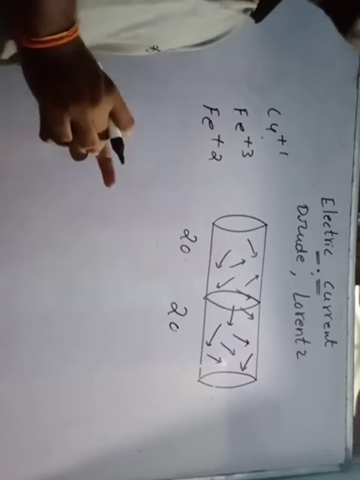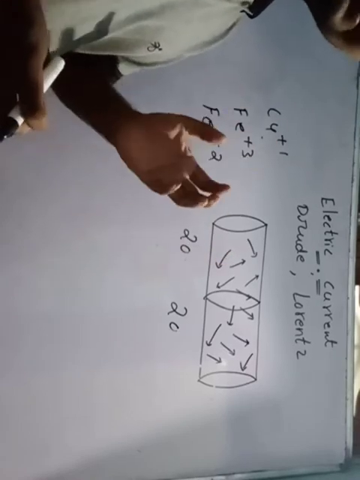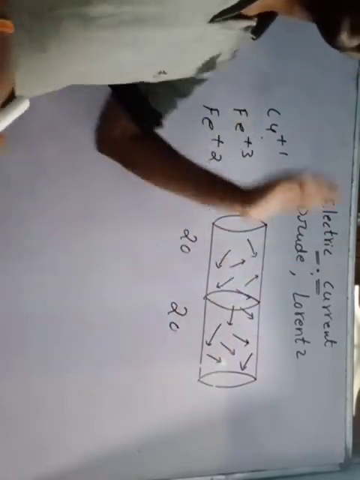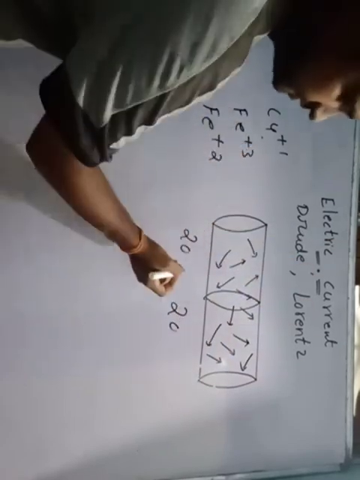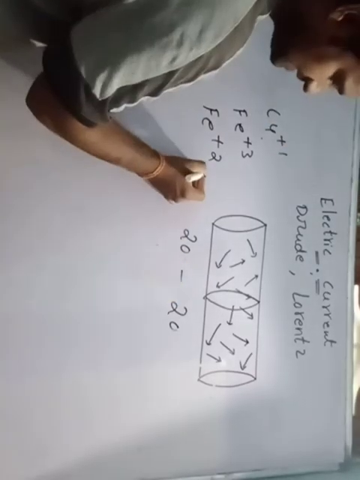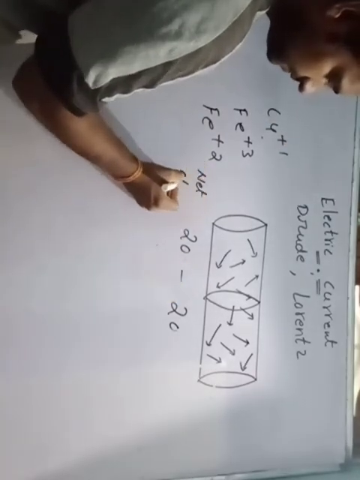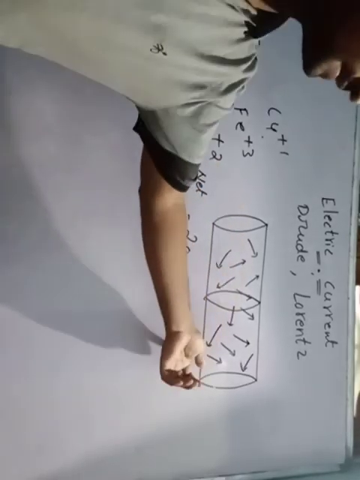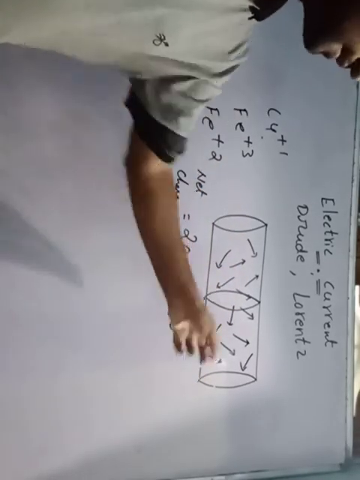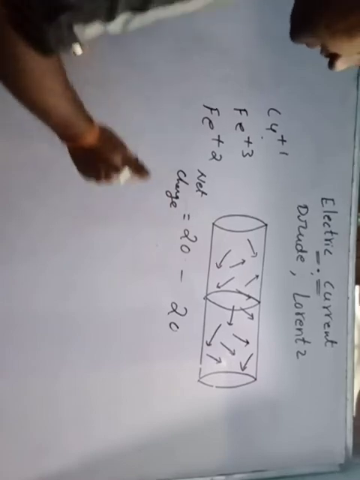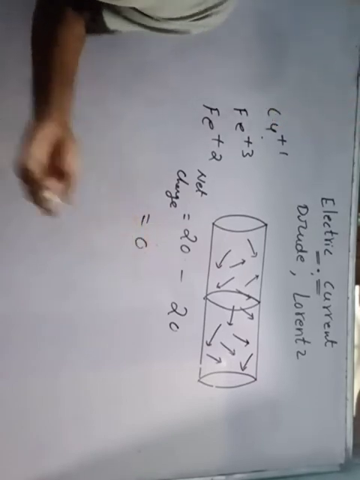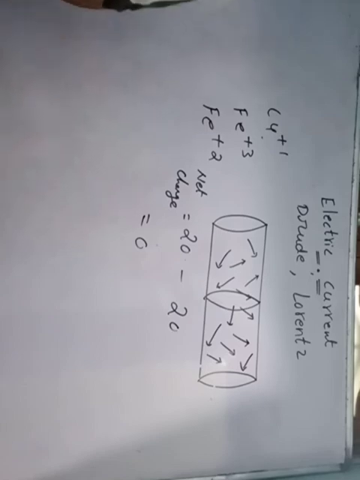In an open circuit, the number of electrons passing from left to right is equal to the number of electrons passing from right to left. So both are equal. The net charge means the difference between the number of electrons from left to right and from right to left, which is equal to 0. So the net charge is 0 in an open circuit. Clear?